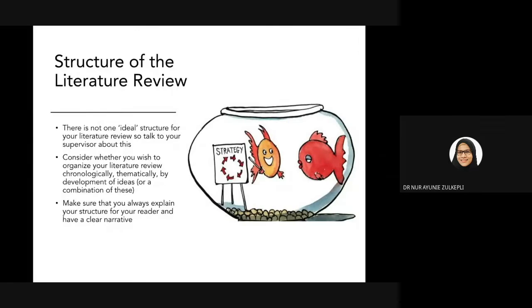Your supervisor knows well. So you need to consider, for example, whether you want to organize your literature review chronologically, thematically, or you want to develop ideas, or a combination of either one. And in your literature review, you have to make sure that you always explain your structure for your reader and have a clear narrative or clear story. You cannot jump from one point to another without interconnecting those points together.